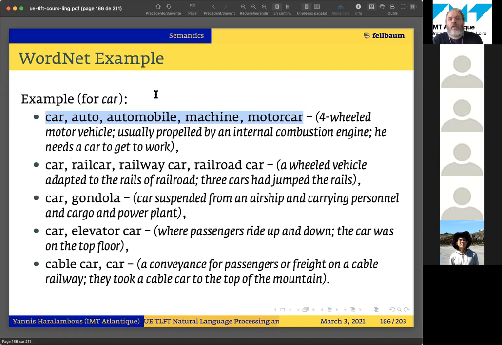WordNet is also a good resource for disambiguation, because these terms appear also in other contexts. This one will appear in the context of railway. So for each meaning, I can find a cloud of words that appear in the neighborhood of the word when it has this specific meaning. And therefore, from the immediate context, I can attempt to disambiguate each word. All of these techniques have been implemented and exist.